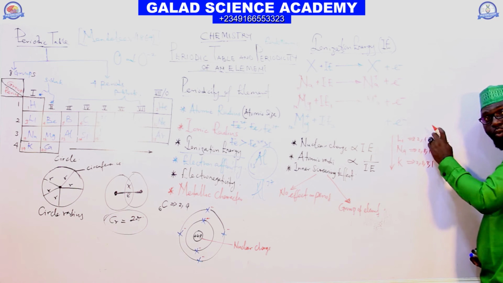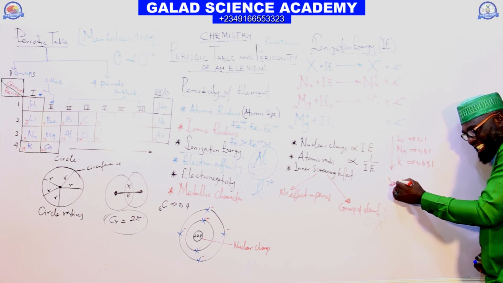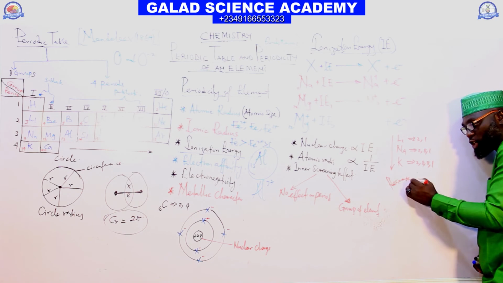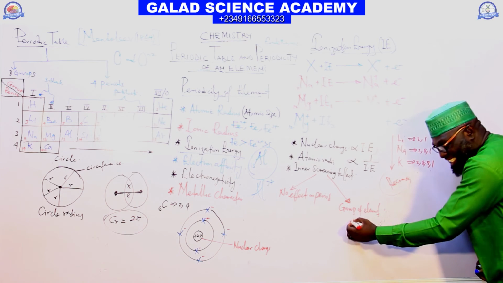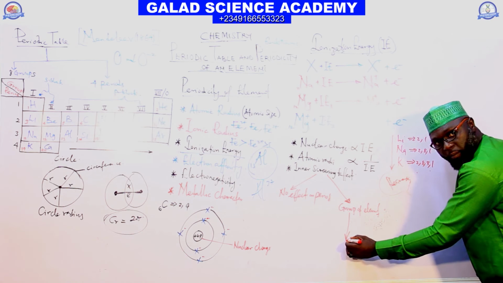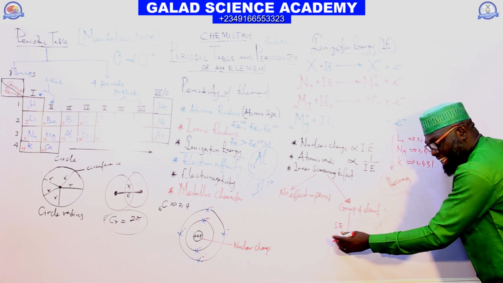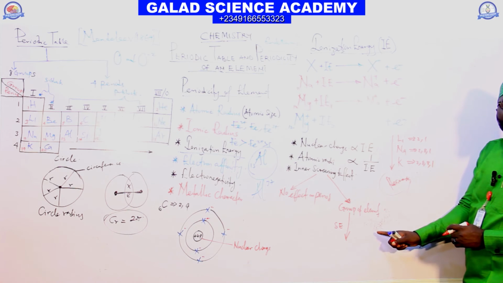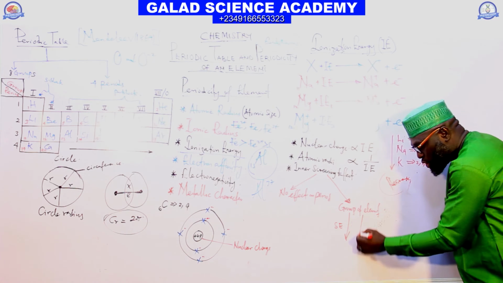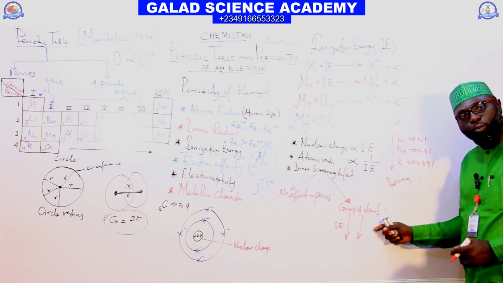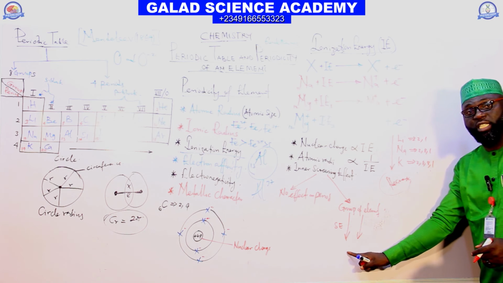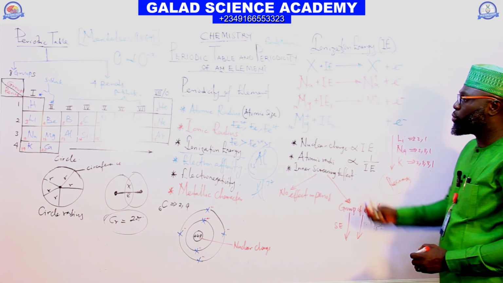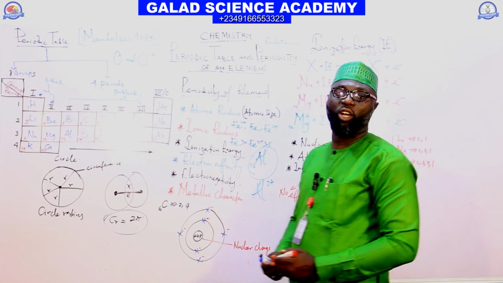The screening effect increases down the group, and it now leads to ionization energy decreasing down the group. Down the group, the screening effect increases while ionization energy decreases. That's all about ionization.